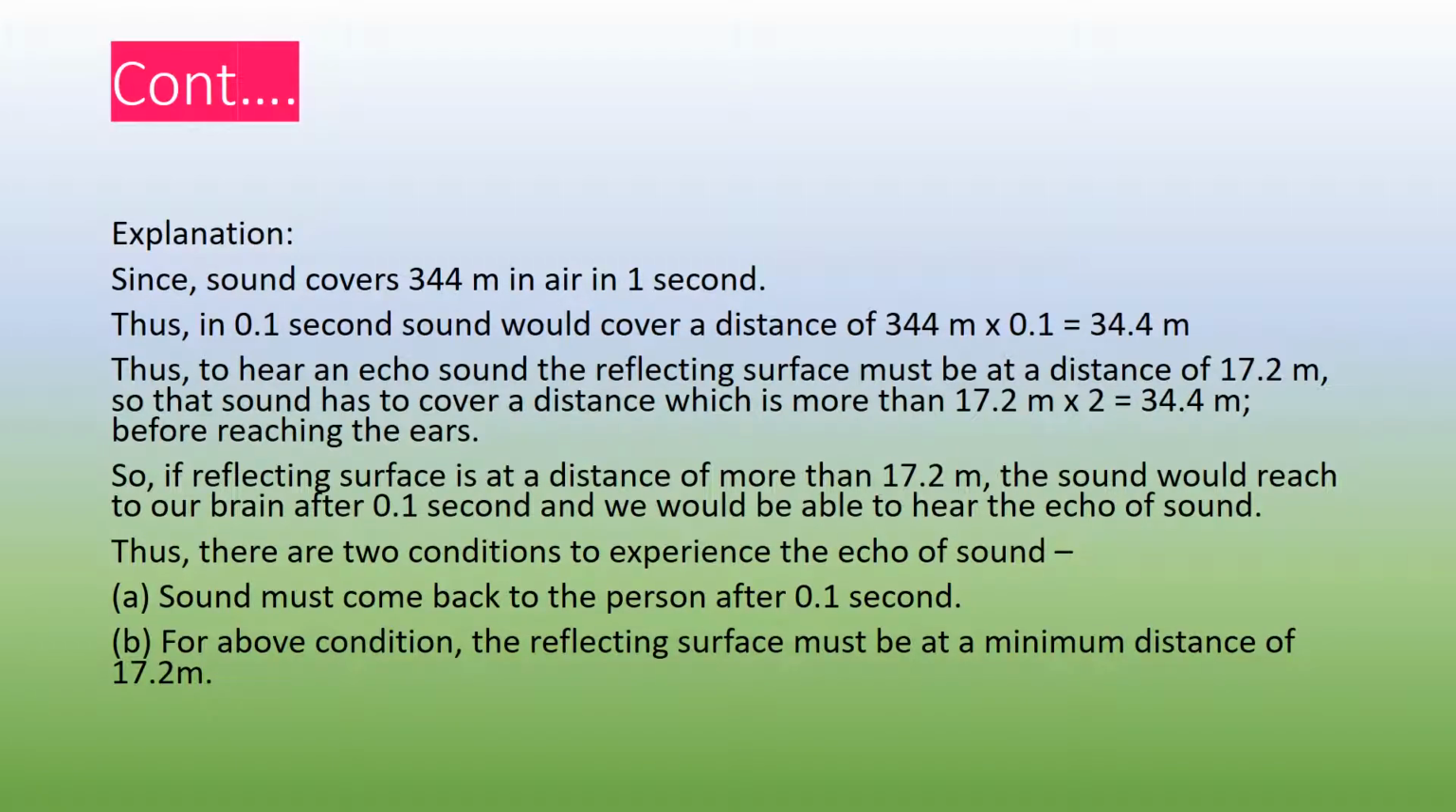Thus, to hear an echo, the reflecting surface must be at a distance of 17.2 m, so that sound has to cover a distance of 17.2 m x 2 equals 34.4 m before reaching the ears. So, if the reflecting surface is at a distance of more than 17.2 m, the sound would reach our brain after 0.1 second and we would be able to hear the echo of sound.